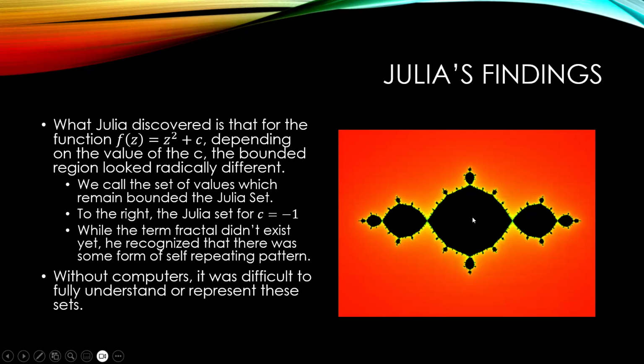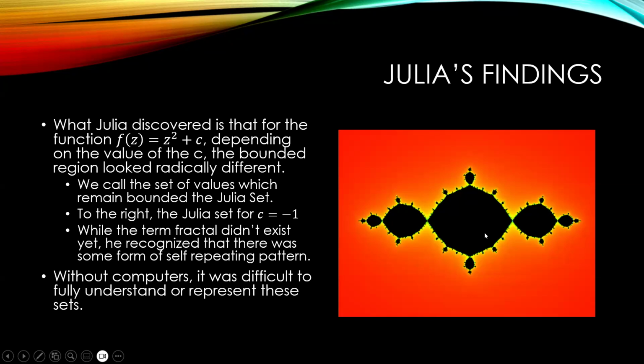You can see this would be the real axis, and then this would be the imaginary axis. And so this is still the complex values. While the term fractal didn't exist yet, he recognized that there was some form of self-repeating pattern. And without computers, it was very difficult to fully understand or represent these sets. And so if we think of z squared plus c, and we are picking values for c, and we're trying to figure, for some particular c, and so we choose -1 for c.